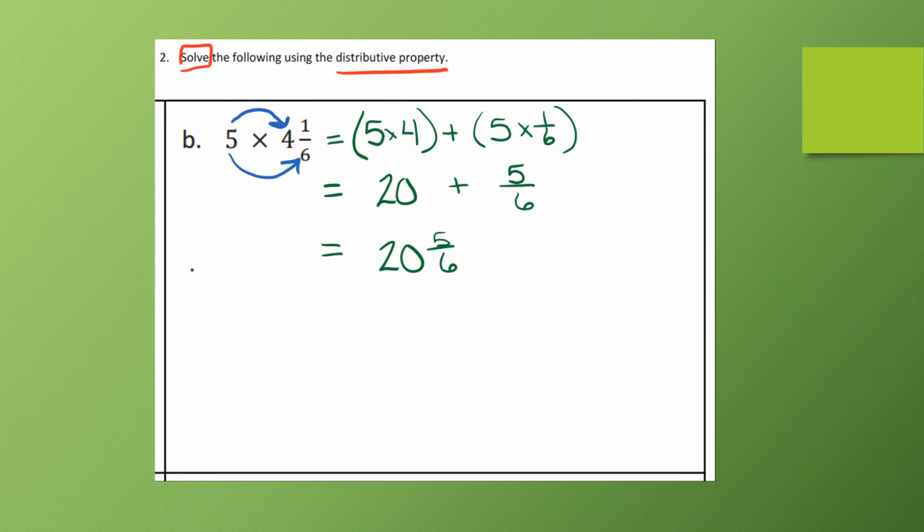Sometimes there might be an extra step if this fraction is an improper fraction. We would have to change it before adding, but this time we didn't need to.